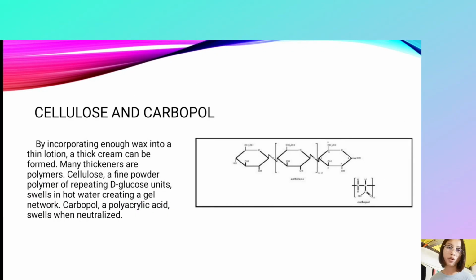So the next is cellulose and carbopol. By incorporating enough wax into a thin lotion, a thick cream can be formed using many thickeners or polymers. Cellulose, a fine powder polymer of repeating glucose units, swells in hot water, creating a gel network. Carbopol, a polyacrylic acid, swells when neutralized. So this is the formula of your product if you want to have a lotion or cream.